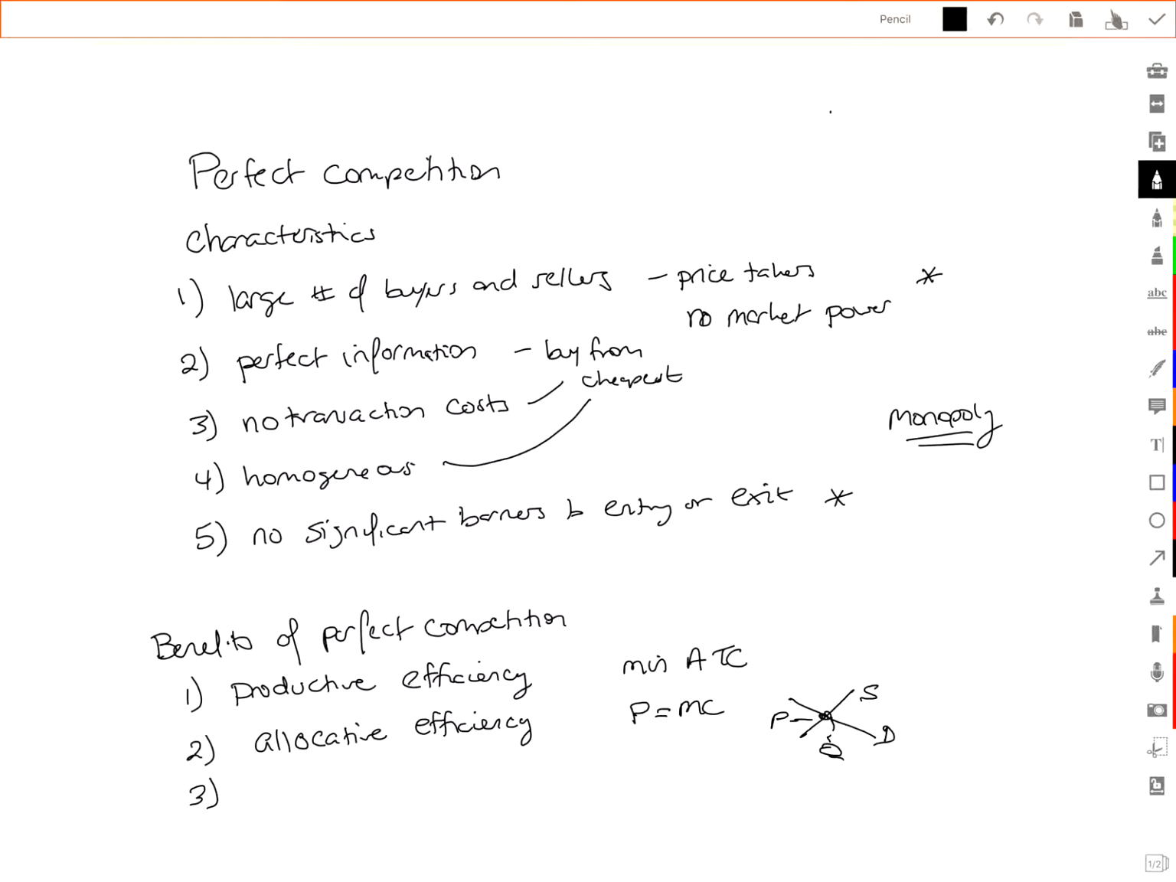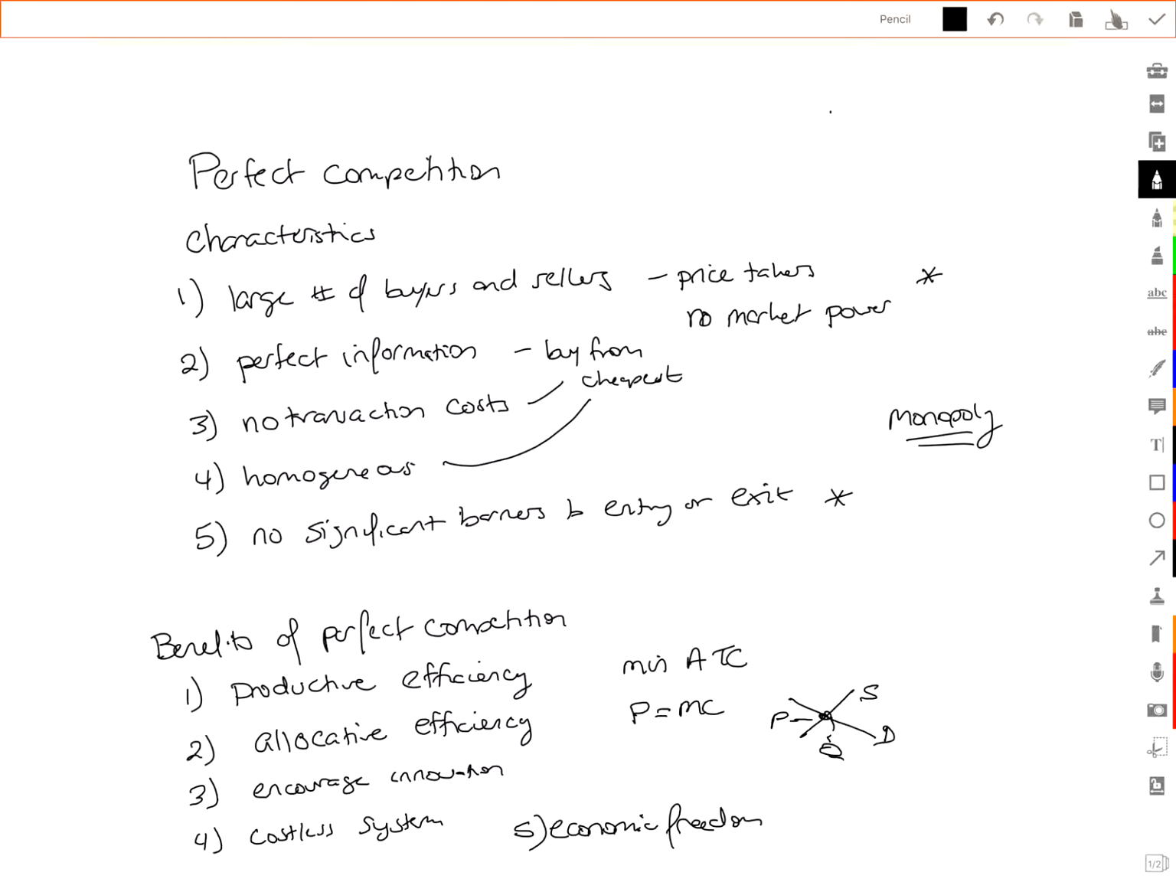There were other benefits of perfectly competitive markets that we talked about. They encourage innovation. They are a costless system, and they allow for economic freedom.